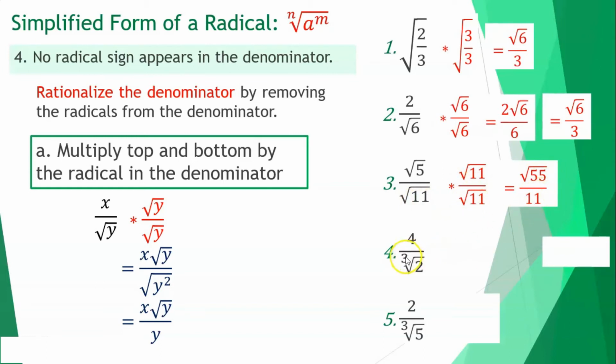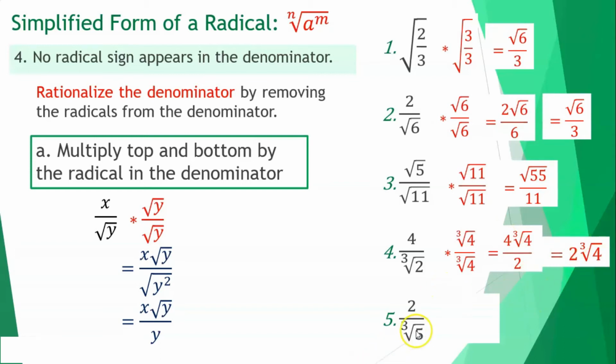Next, this one. Now, take note in number 4, the given index here is 3. So, we need to make 2 a perfect cube. To do that, to make 2 a perfect cube, we need to multiply the denominator and the numerator by the cube root of 4. Okay, why 4? Because 2 times 4, that would become 8, in which 8 is a perfect cube. So, take note of that. So, this would become 4 cube root of 4 divided by 2. You can still simplify 4 over 2. So, this would become 2 cube root of 4.